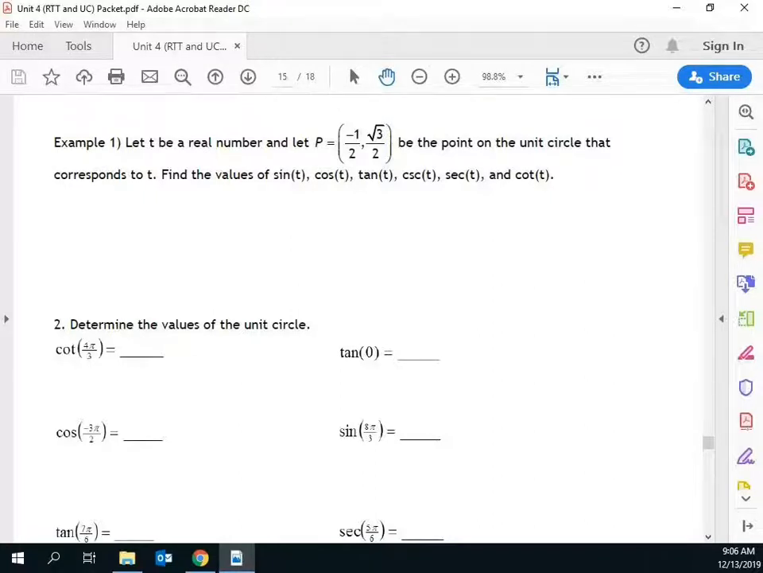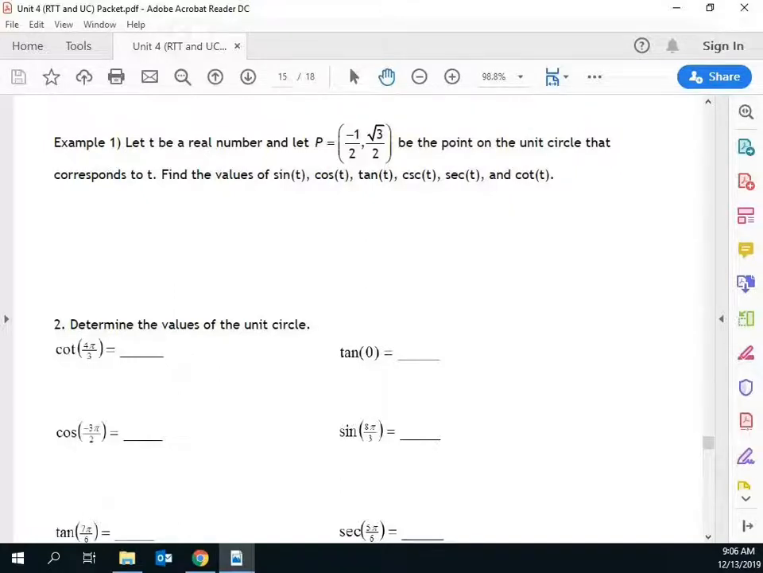All right, so it starts off with saying let t be a real number and let p equal this point on a unit circle that corresponds to t. T represents the angle, okay? Goes on to say find the sine of t, the cosine of t, tangent, cosecant, secant, and cotangent. So we're going to find all 6 trig functions. Now, we have discussed really about the unit circle, talking about the x and y values. We've only discussed sine, cosine, and tangent. So the last 3 we'll go to and talk about that in just a minute. But for now, let's go ahead.